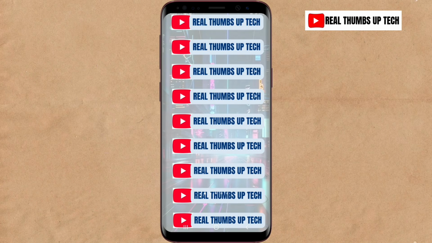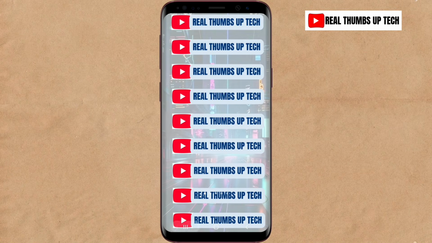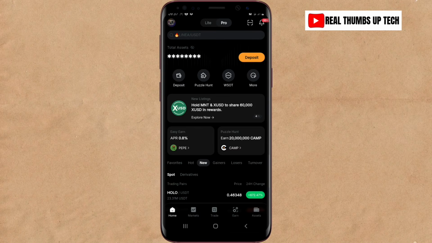Okay, so let's go over to Bybit. I open my Bybit account. This is my Bybit account. We have to go over to this trade option.